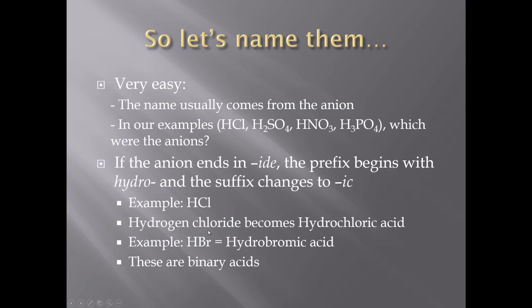First, on the chloride, we change the ending from IDE to IC. And then you just add hydro. It's a way to shorten it, so you shorten this down to hydrochloric acid. Another one here, HBr, hydrobromic acid. We call these binary acids because they're only two atoms. Binary, two atoms. Really simple.